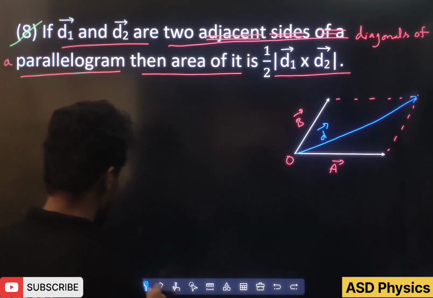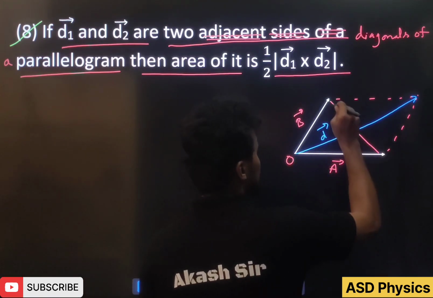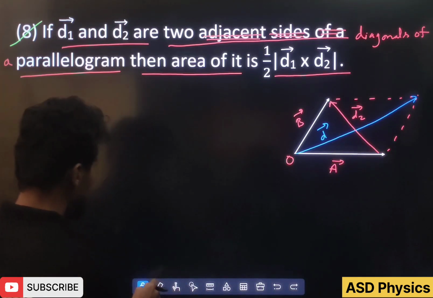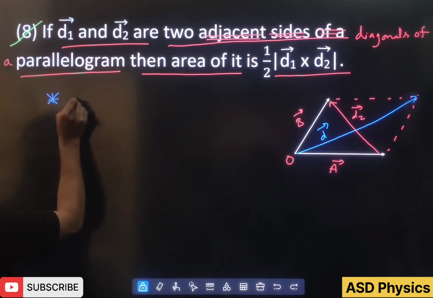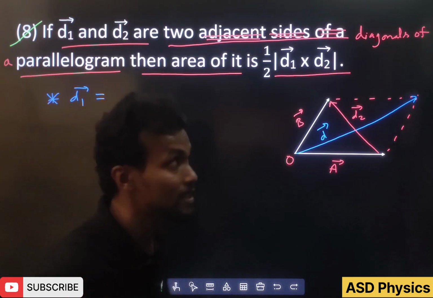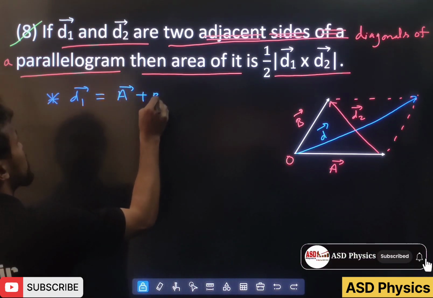Now diagonals are there. And the second one, I have taken this one. This diagonal is D2. Okay. So students, you know the formula very well, but we'll prove it here. If I write vector D1, we know the parallelogram law of vector addition, so vector D1 is vector A plus vector B.